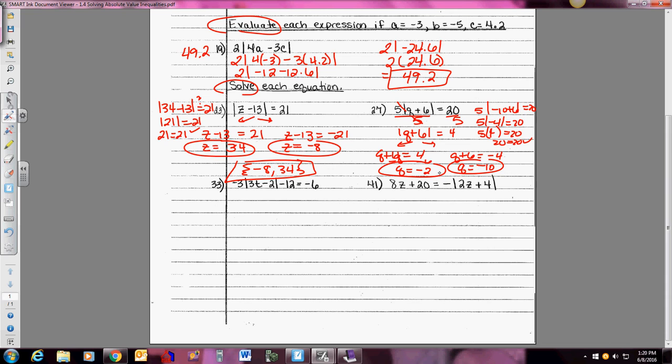So both worked. This answer is fine as long as you circle both of them, but this is a better answer. If you go smaller to larger, that would be negative 10, comma, negative 2. This is the best answer, I feel like.